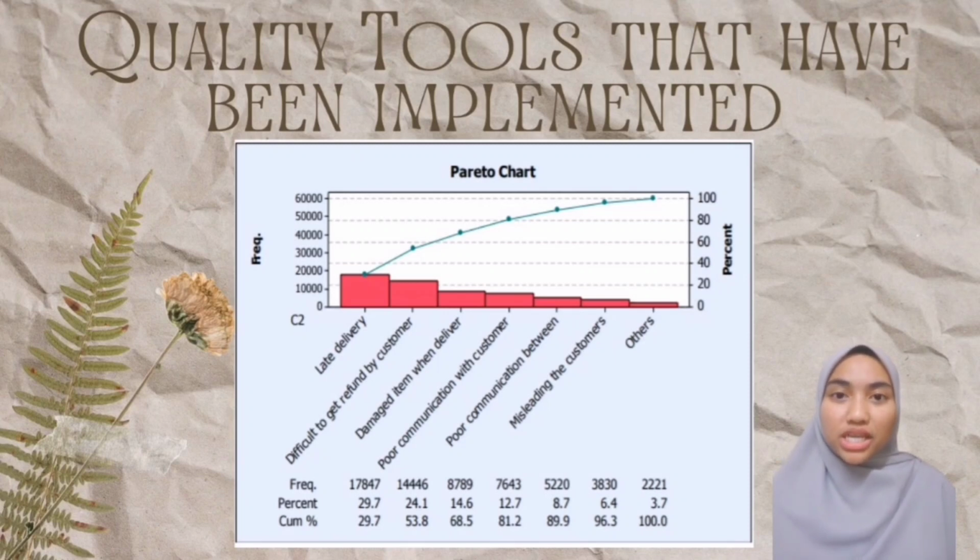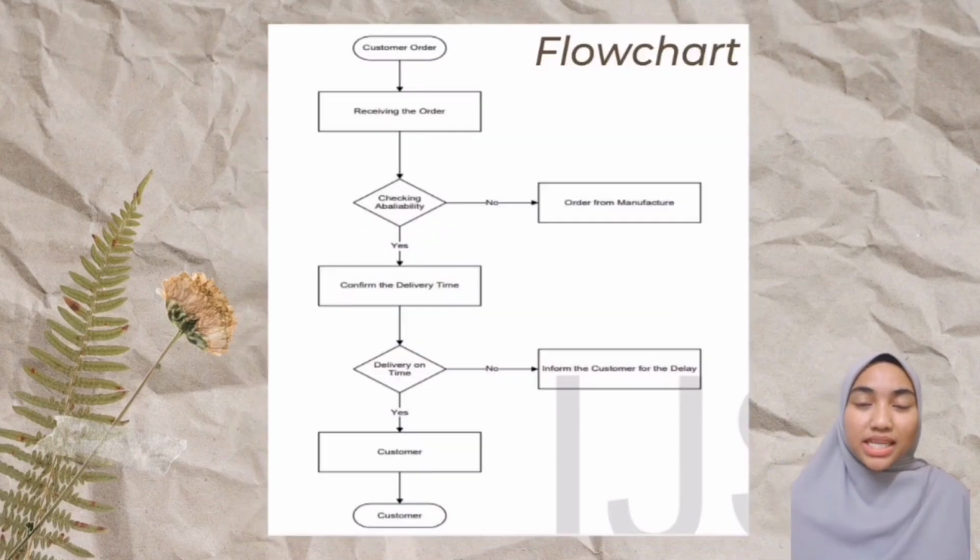In addition, IKEA should concentrate on 3 other key problems: the challenge of refund by customer, delivery of damaged item, and inadequate customer communication. The second tool is the flowchart. It is a chart that can show unexpected complexity, problem areas, redundancy, unnecessary loops, and where simplification may be possible.